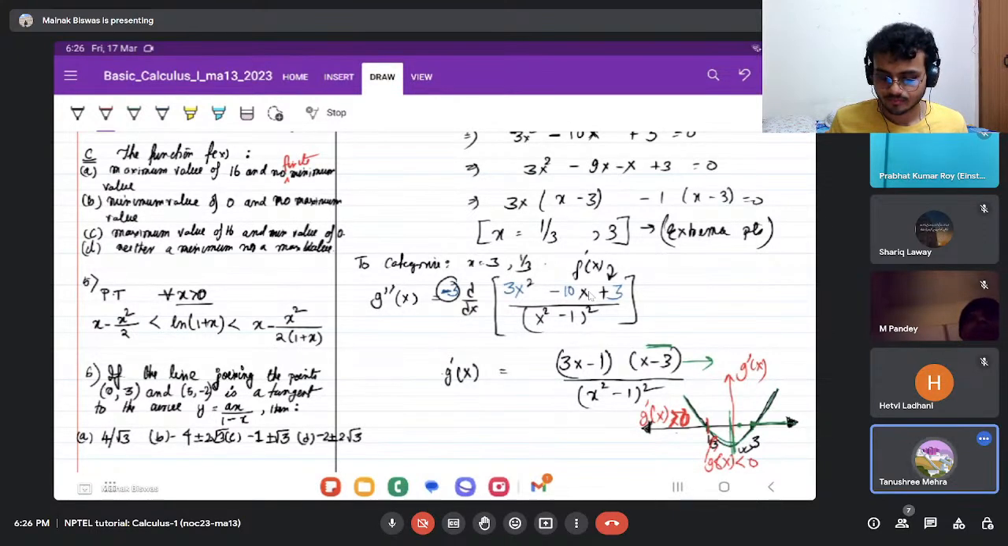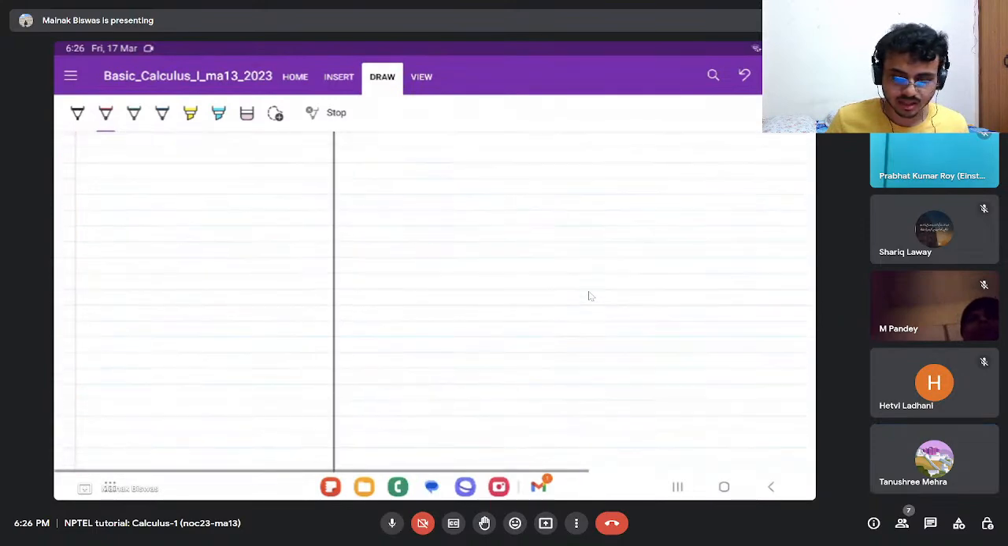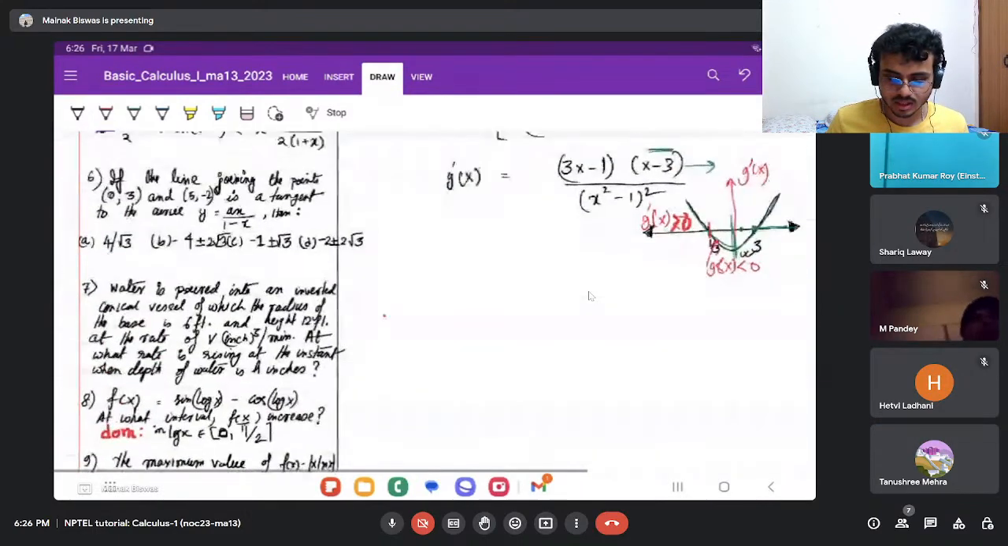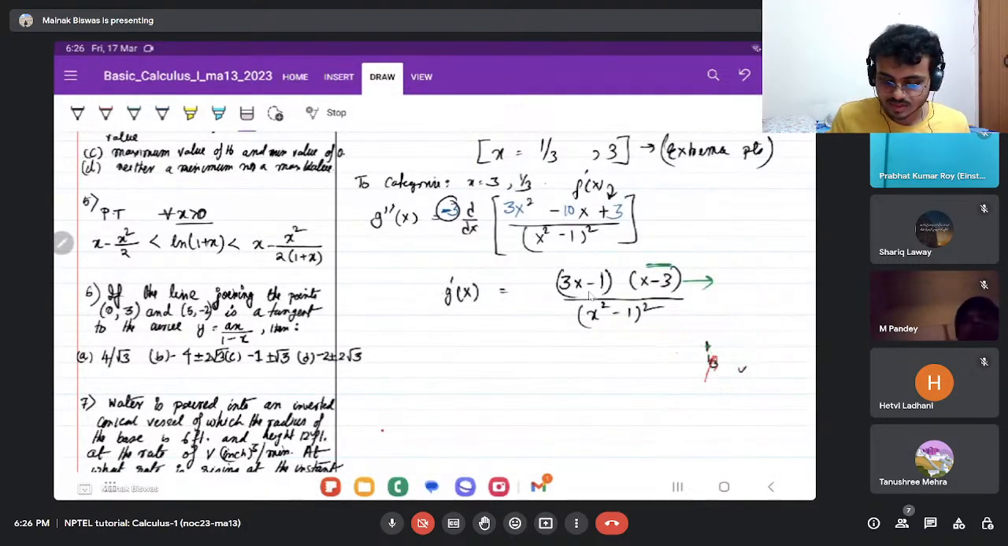So which right and which left? So we are all clear about this, right? So what is the function that we have? Let's write down the function first properly.